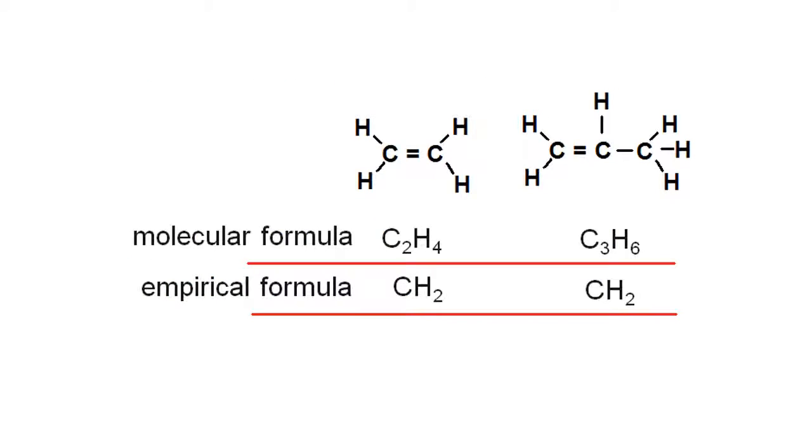So here's the example. We have two different alkenes, differently substituted, with different numbers of carbons. They have the same empirical formula, but because they have different numbers of carbons and hydrogens, they have different molecular formulas.